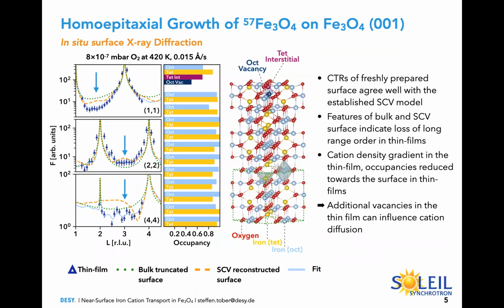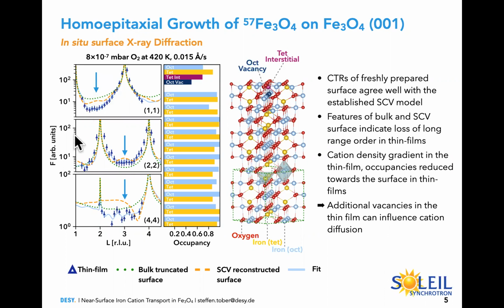At first, we needed to study the structure of our sample because, as I mentioned before, the vacancy concentration or the defect structure of the sample is of high importance for the actual diffusion experiment. So we studied the growth of magnetite thin films by in situ X-ray diffraction at the Soleil synchrotron. And here are 3 of the CTRs we've measured after growing a thin film in 8 × 10⁻⁷ millibar oxygen at a low substrate temperature of only 420 Kelvin.